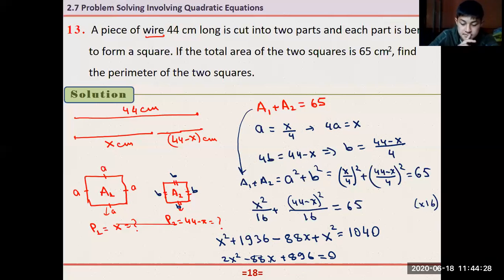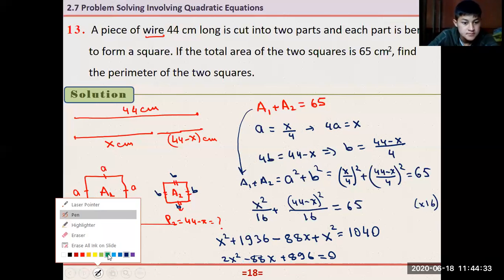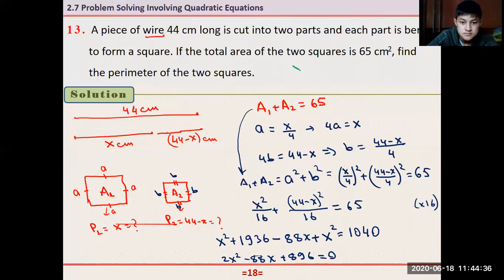All numbers are divisible by 2. If you divide by 2, what do we get here? We have x squared, right? Minus 44x. 896 divided by 2 is 448. Plus 448, that's equal to 0, right? So that's our quadratic equation.